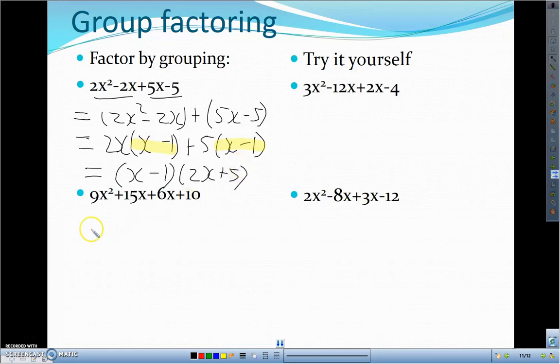And just to show you another one, instead of actually writing out the brackets, I'm just going to factor in this next step. 9x squared plus 15x, I can take out a 3x from both of them, and that will turn into 3x plus 5 here. And this other side, I've got the 6x plus 10. I can divide those both by 2. So that'll turn into 3x plus 5.